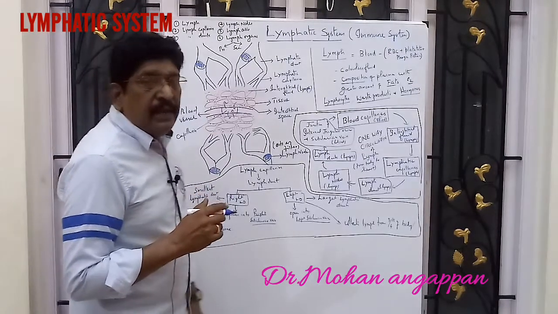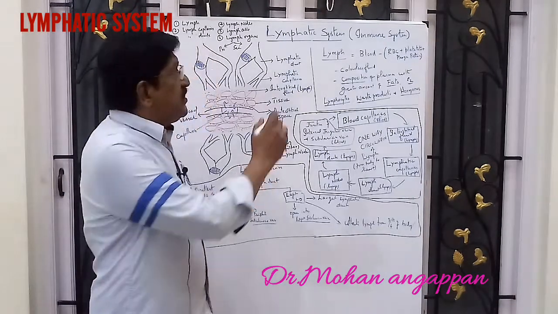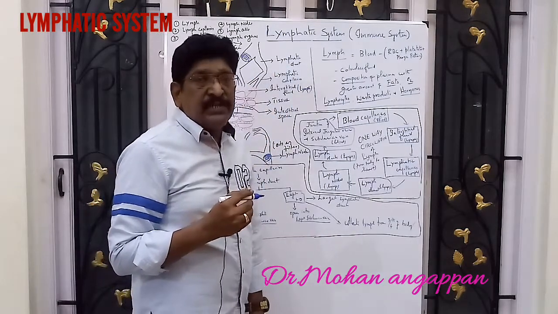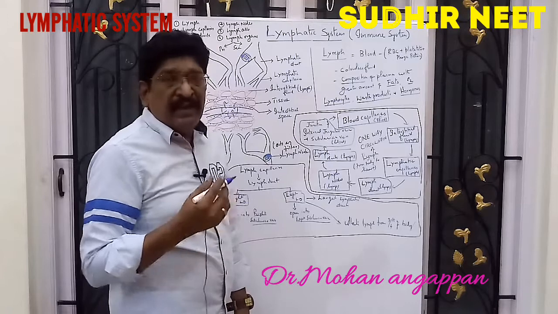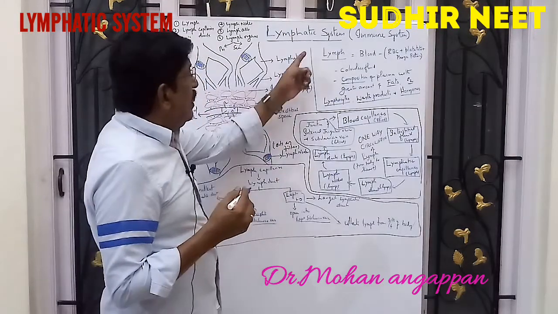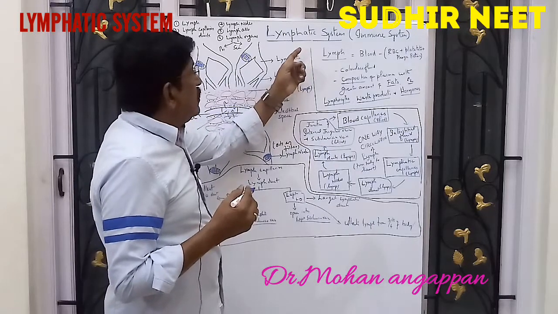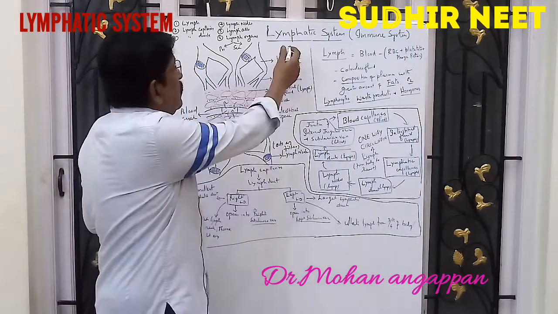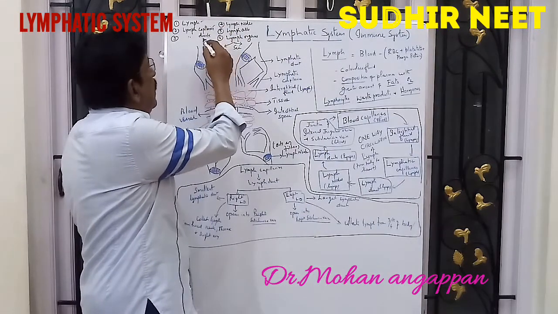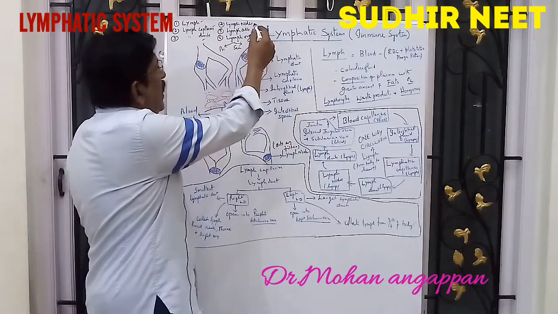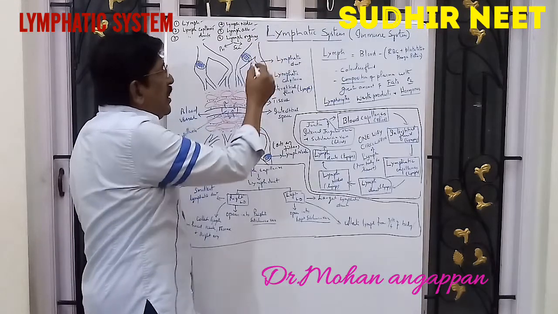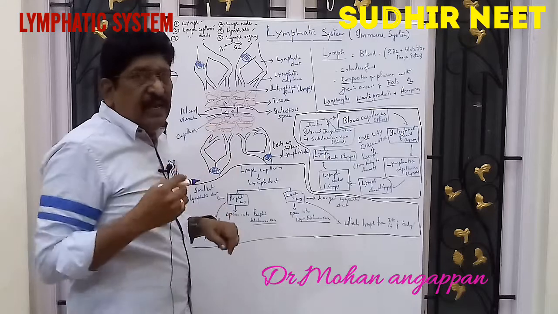Today let us take up the lymphatic system, or otherwise called the immune system or lymphoidal system. So the lymphatic system consists of lymph capillaries, lymphatic ducts, lymph nodes, lymph cells and lymph organs, primary organs and secondary organs.